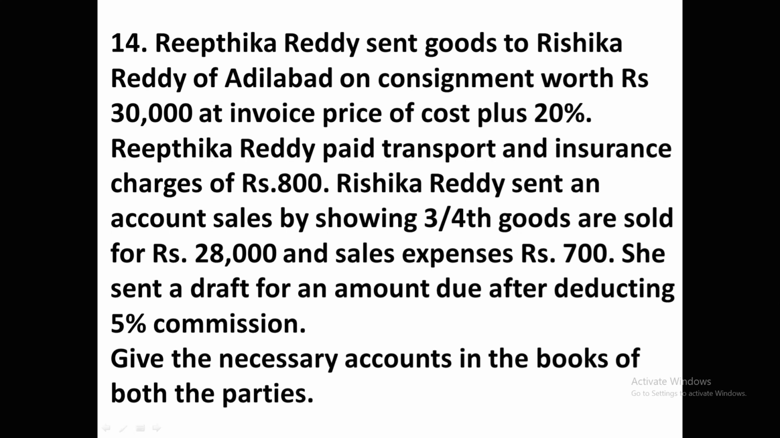Reeptika Reddy sent goods to Rishika Reddy of Adilabad on consignment worth 30,000 rupees at an invoice price of cost plus 20%. Reeptika Reddy paid transport and insurance charges of 800 rupees. Rishika Reddy sent an account sales showing 3/4 of the goods sold for 28,000 rupees and sales expenses of 700 rupees. She sent a draft for the amount due after deducting 5% commission. Give the necessary accounts in the books of both the parties. This is the question. Let us see the solution for this.